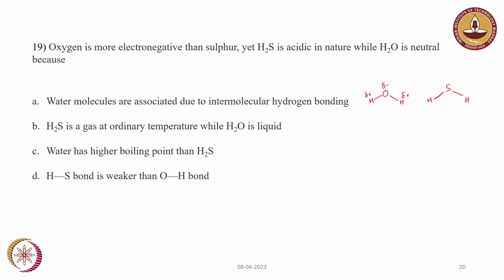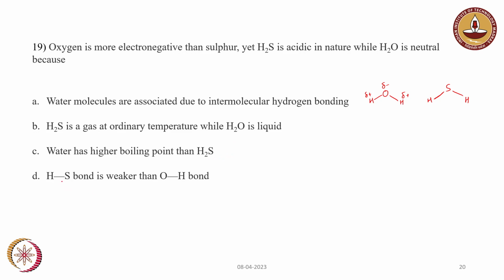The second one is H2S is a gas at ordinary temperature while H2O is liquid. So this is not a reason for water being neutral. H2O is a liquid because of the presence of hydrogen bonding again. And option C, water has higher boiling point than H2S. So here again, high boiling point is due to the hydrogen bonding.